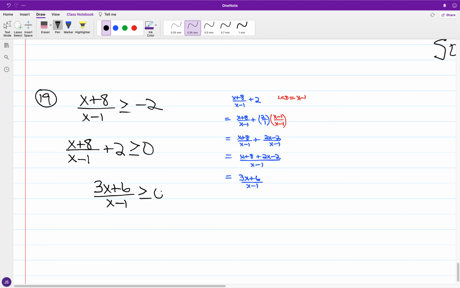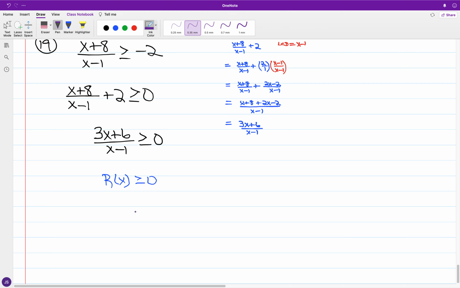Right now, letting this be our r of x, so r of x is greater than or equal to 0. So at least in the setup, you have r of x is equal to 3x plus 6 over x minus 1. Now for your zeros. If 3x plus 6 is equal to 0, 3x is equal to negative 6, and with division by 3, your x value is going to be at negative 2.